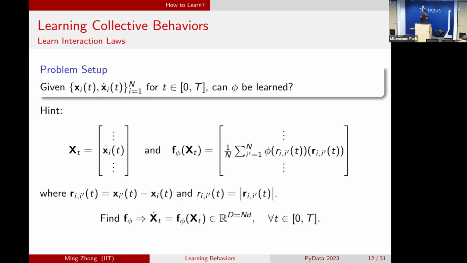Then as it turns out, the whole thing looks like a regression problem. I'm just having an observation of the state. I have the derivative of the state, but the observations of the state are the independent variable and the derivative is the dependent variable. So I'm just finding a function to match the two together. So it simply looks like a regression function.